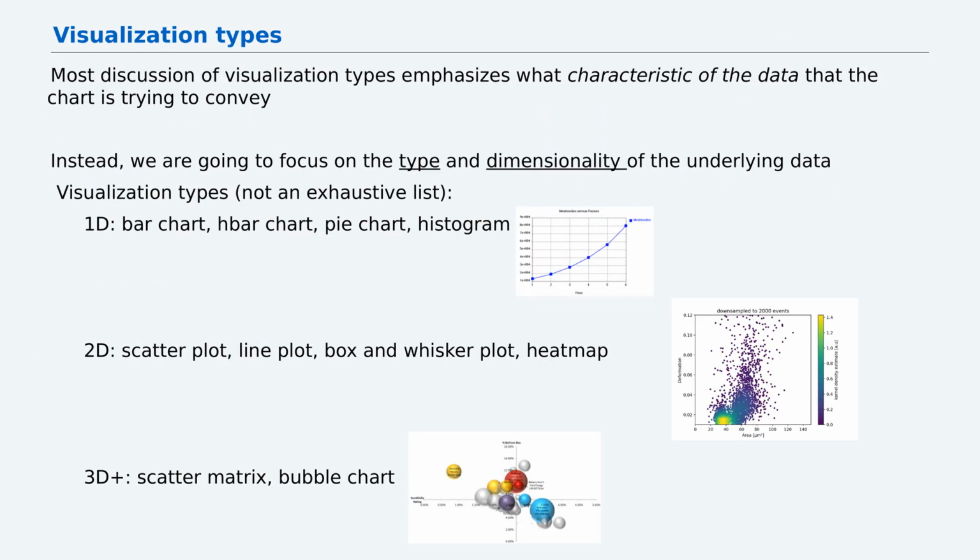Now let's talk about visualization types. Rather than picking charts by the message they emphasize, choose them by the data's type and dimensionality. For one-dimensional data, use bar, horizontal bar, pie charts, or histograms. For 2-dimensional relationships, use scatter plots, line plots, box and whisker charts, or heat maps. For 3 or more variables, consider scatter matrix views or bubble charts that encode extra dimensions with size or color.